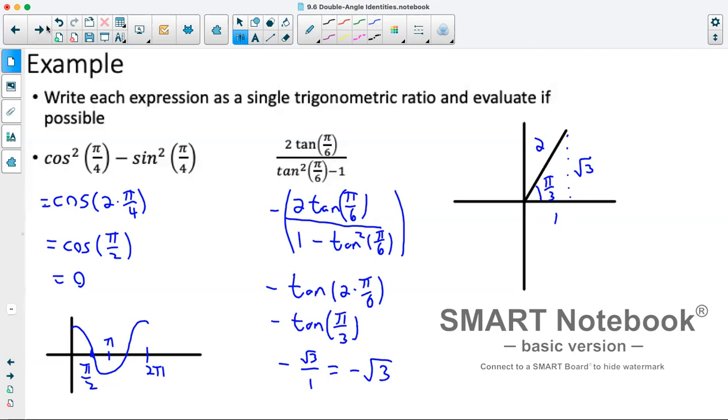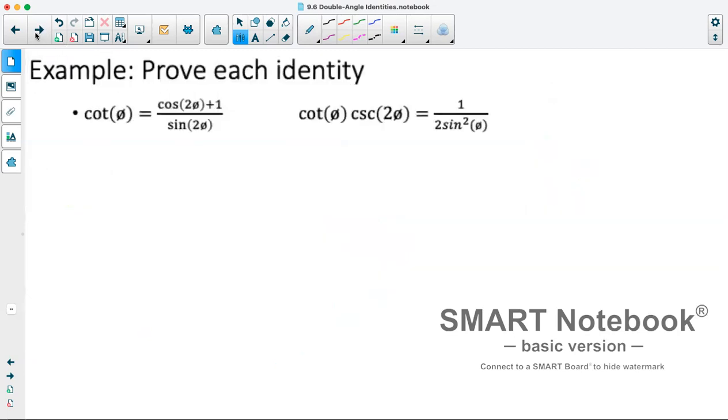Okay, so next we will do some proofs. So for example, prove each identity. We've got 2 on here. So cotangent theta equals cos 2 theta plus 1 over sine 2 theta.